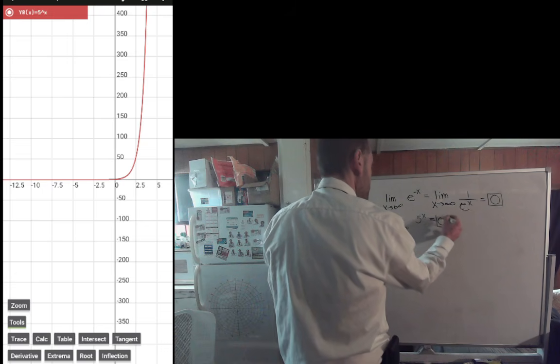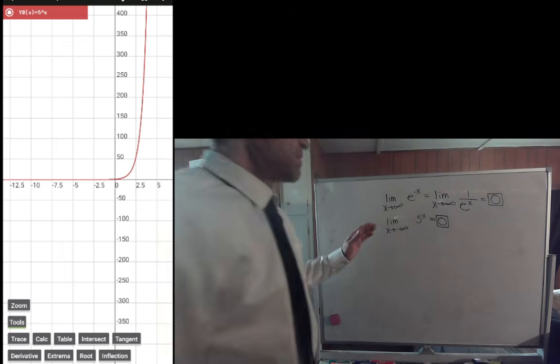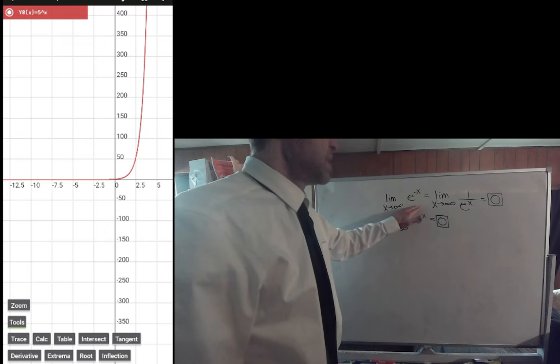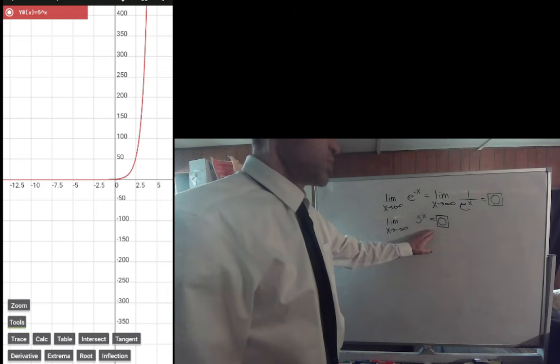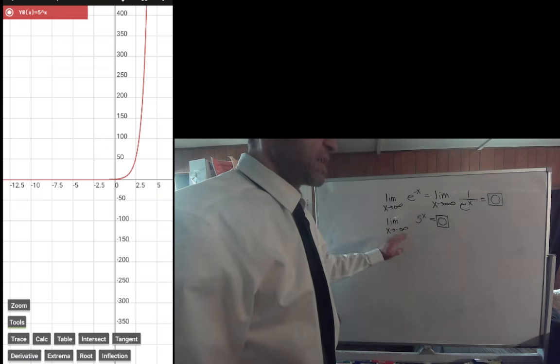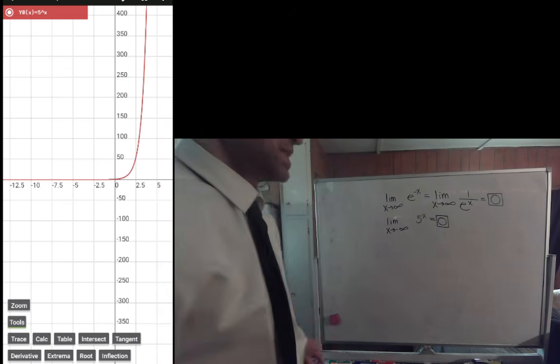So in general, if you have a negative exponential function and you take the limit as x approaches positive infinity, it's going to go to 0. If you have a positive exponential function and you take the limit as x approaches negative infinity, it's also going to go to 0.